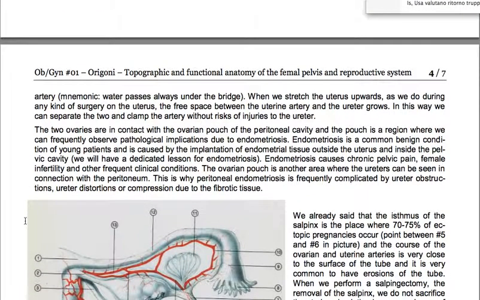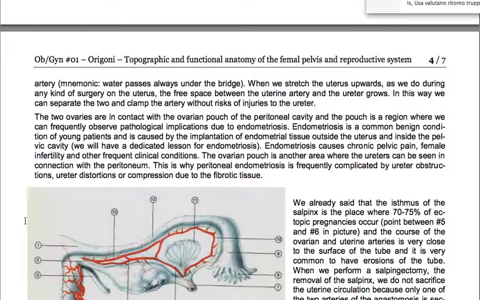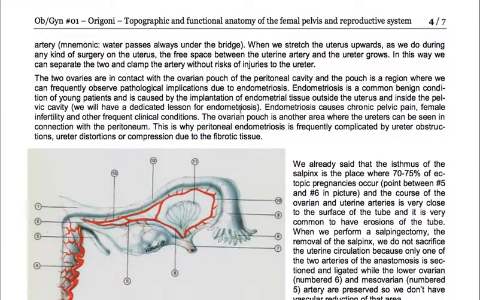The two ovaries are in contact with the ovarian pouch of the peritoneal cavity, and the pouch is a region where we can frequently observe pathological implications due to endometriosis. Remember that endometriosis is a common benign condition of young patients and is caused by implantation of endometrial tissue outside the uterus and inside the pelvic cavity. It's a common cause of chronic pelvic pain, female infertility, and frequent clinical conditions.